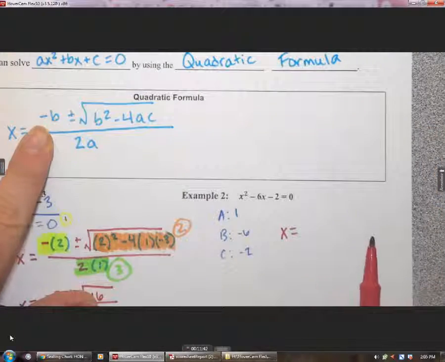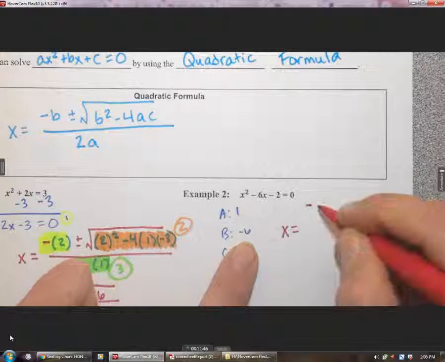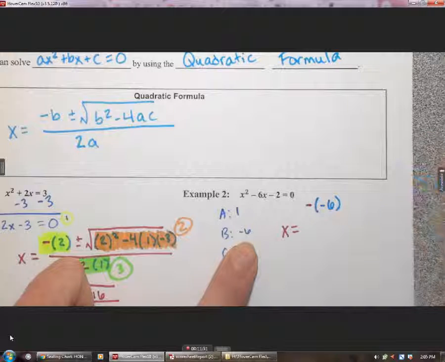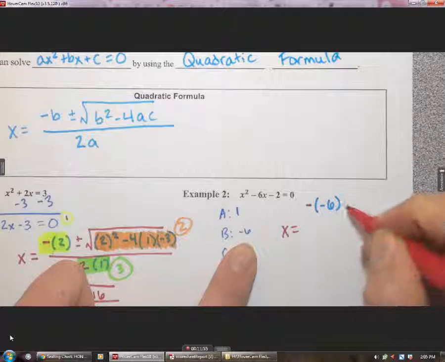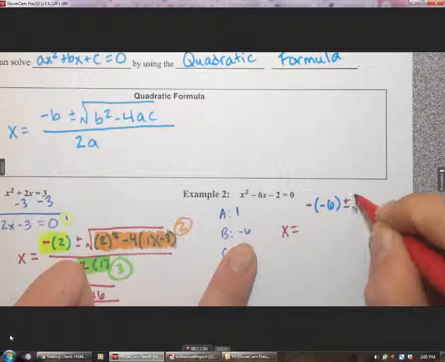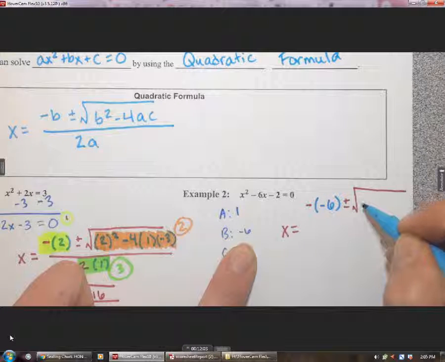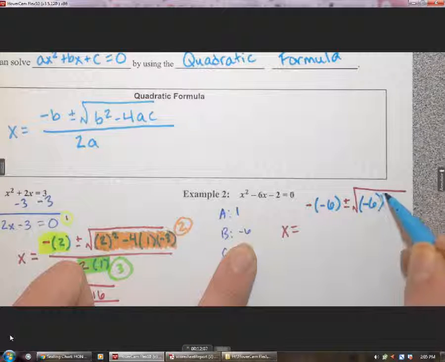negative b. Now here's where you've got to be careful. It says negative b, so I have a negative from the equation, but then I'm going to plug in parentheses, negative 6. So it's negative, negative 6. It looks kind of weird. Plus and minus the square root of, make sure you put in parentheses if you're writing. You should look up here for a second. It should be negative 6 in parentheses with the squared after it.